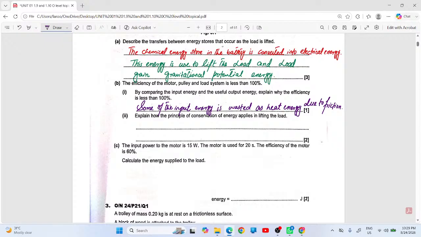Next is explain how the principle of conservation of energy applies in lifting the load. पर ये नहीं बताया. अच्छा, the chemical energy from battery, ऐसे लिखते हैं.